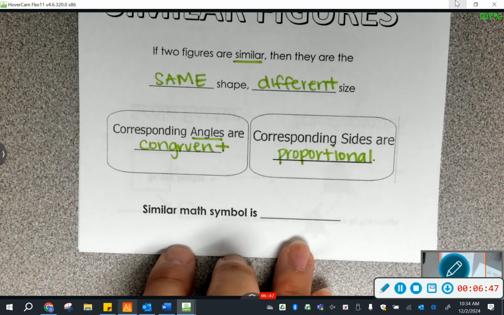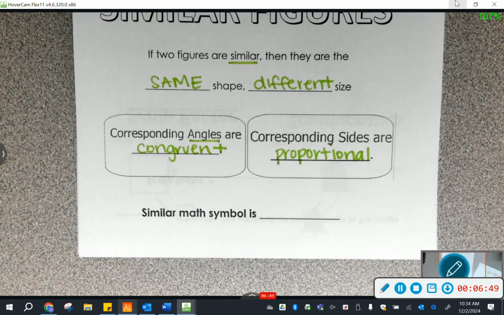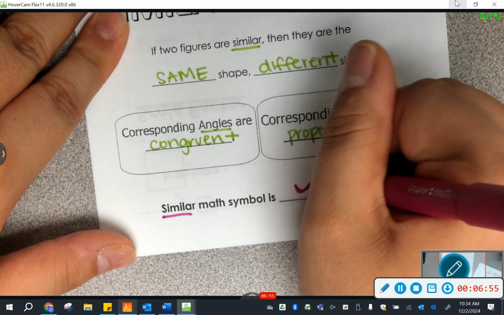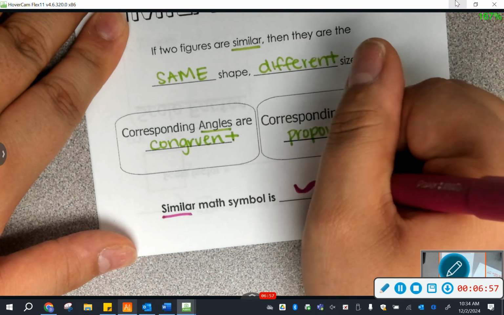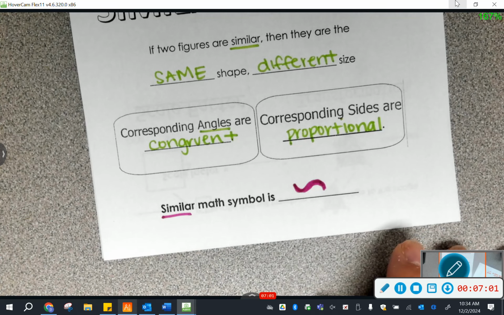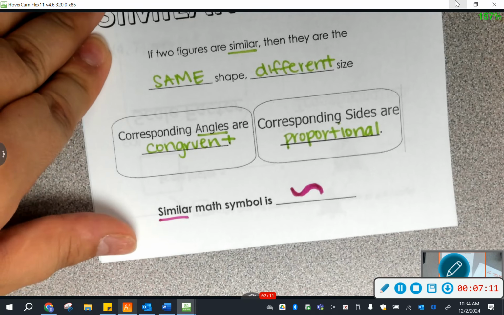All right? And then last but not least, what did I tell you the symbol was for similar? Everybody please draw a little squiggly. It's called a tilde. A tilde. I call it a squiggly, but it's called a tilde. All right, open up your notes, please. Annie, with me? Is she with me? All right.